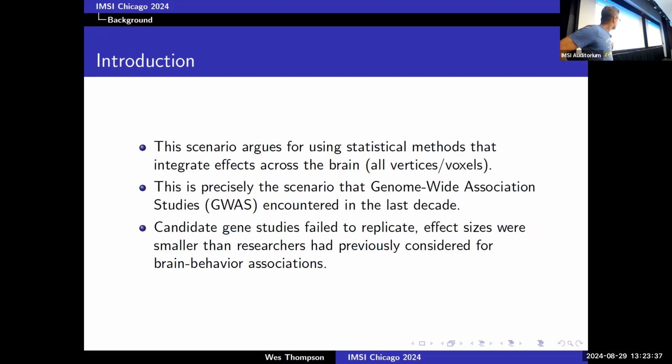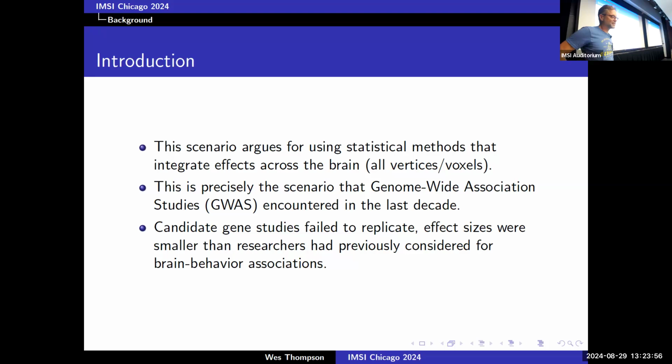So in this scenario, this argues potentially for using methods that integrate effects across the brain, because if you integrate effects across the brain, you make the effect larger because you're integrating multiple effects, and also there's perhaps no true null associations in large sets of neuroimaging features.